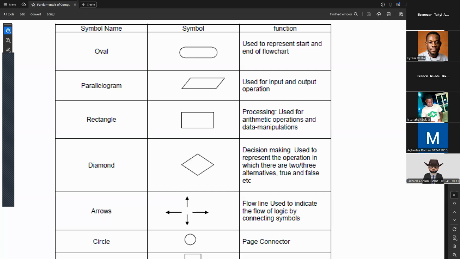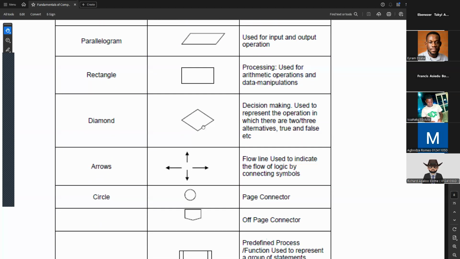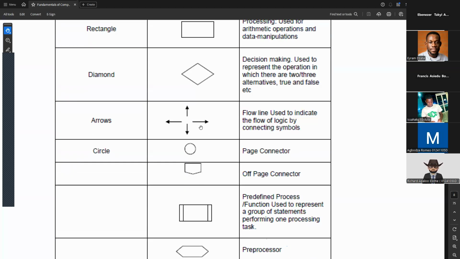We have the rectangle, which is used for processing. That's the operations, the arithmetic operations, your formulas, where you have to do some computation and so on. Then we use the diamond shape for decision making. If you remember the image I showed you earlier on the 3 types of control structures, 2 of the control structures had a diamond shape with an expression written in it. That's where your condition comes in. So anytime you see the diamond shape, it's for decision making.